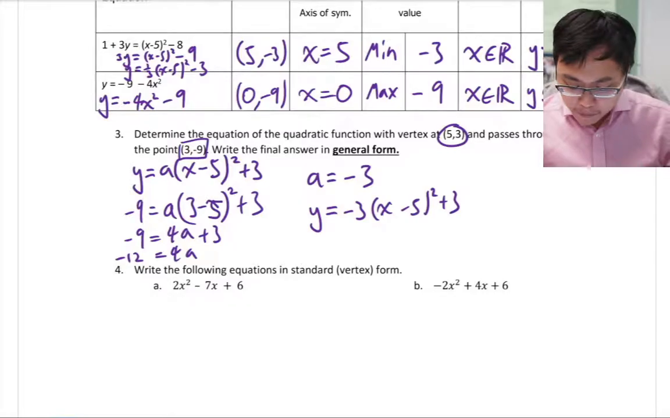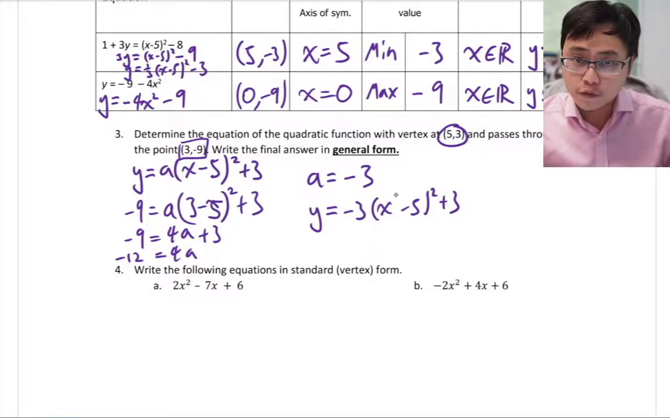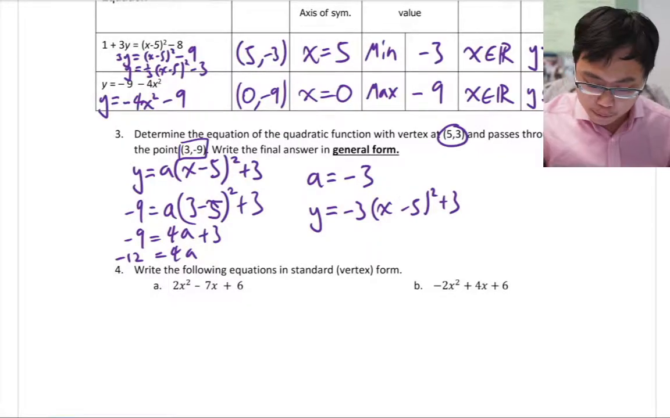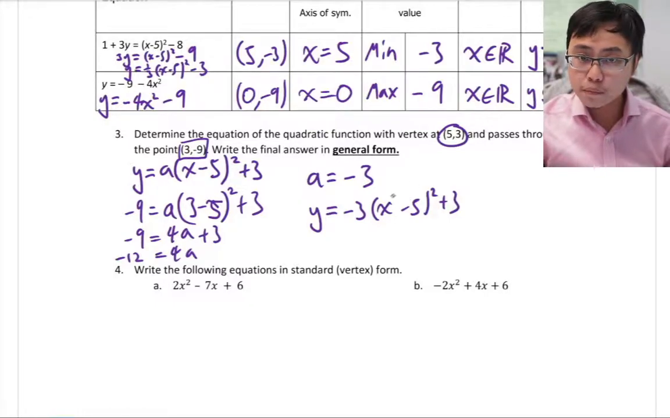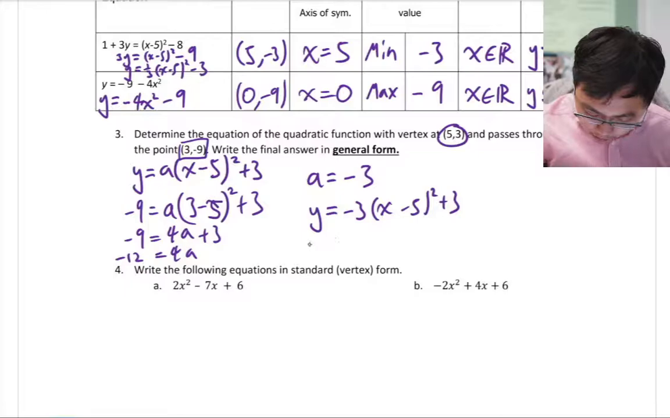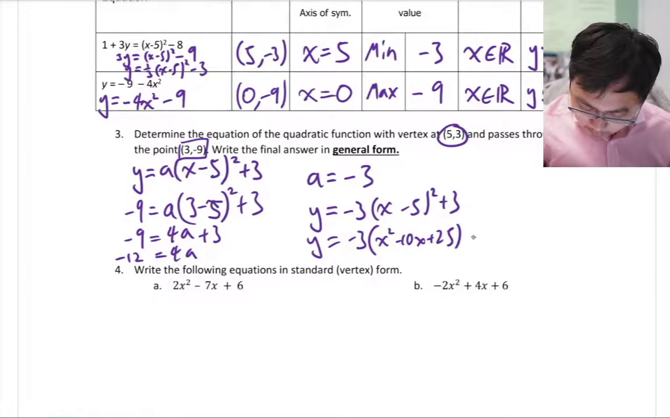We're almost there. This is the standard vertex form, but we need to put it back in general form. So what we do is we have to expand this square. So that's going to be y equals negative 3 times x squared minus 10x plus 25, plus 3. We need to multiply the negative 3 in.